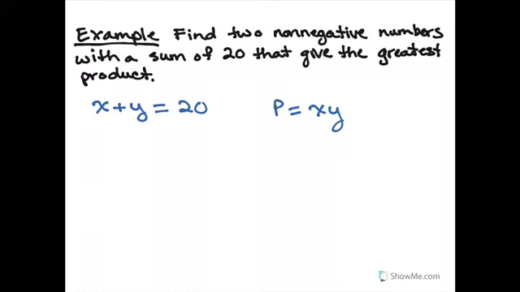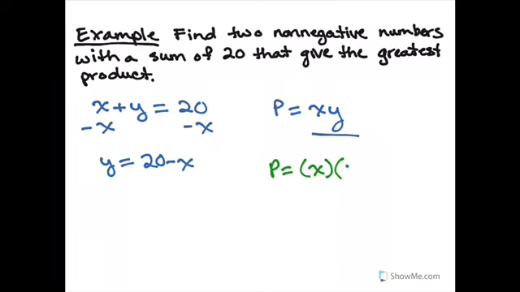But if I'm going to take the derivative of this, I want it in terms of one variable. I want to either d/dx it or d/dy it. We're used to working with x, so I'm going to put everything in terms of x. So that means over here, I'm going to solve for y so that I can rewrite my product equation just in terms of x, and I'll distribute that x, and I get 20x minus x squared.